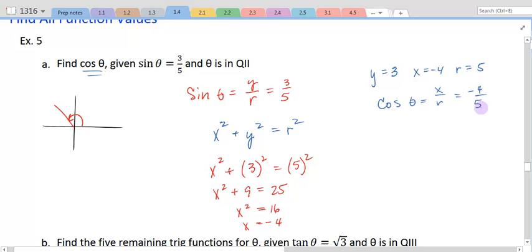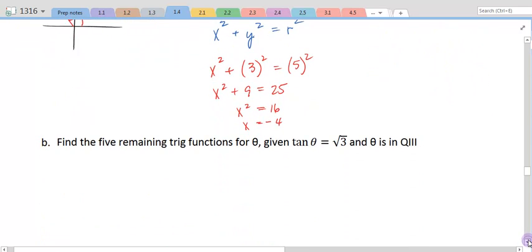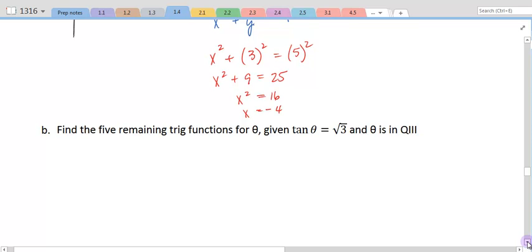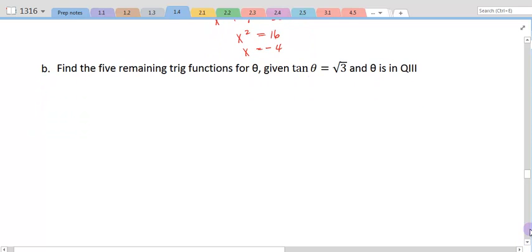Okay, let's look at that again. This next example is asking us to find the 5 remaining trig functions if I know that the tangent of theta is equal to the square root of 3, and I know that theta is in quadrant 3. So just to get my bearings here, I'm going to say theta is over here in quadrant 3. Okay, so tangent's going to be positive and cotangent will be positive, but the remaining 4 functions will be negative.